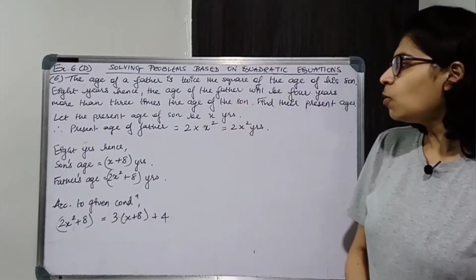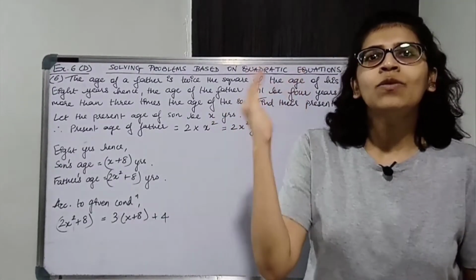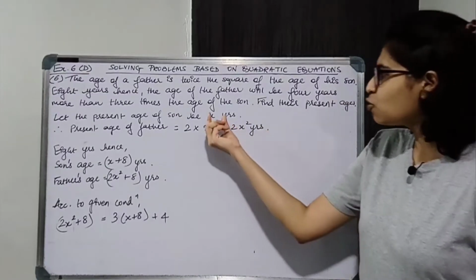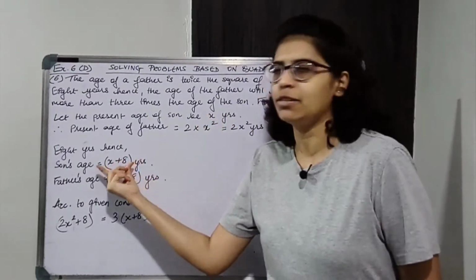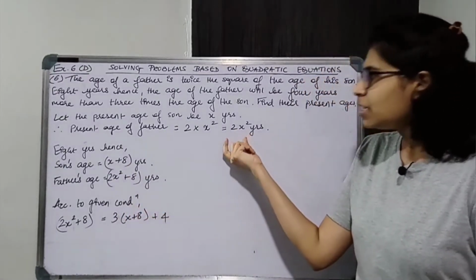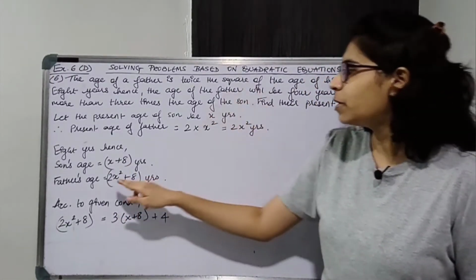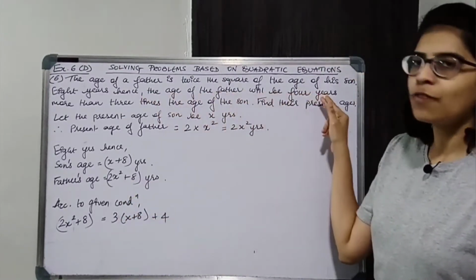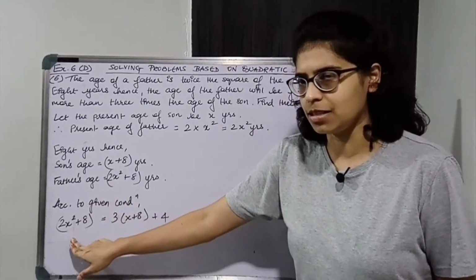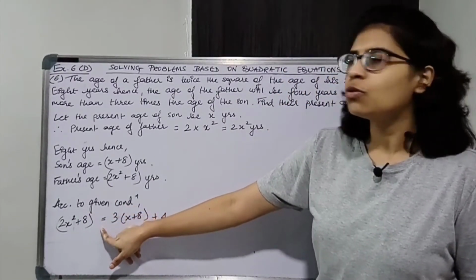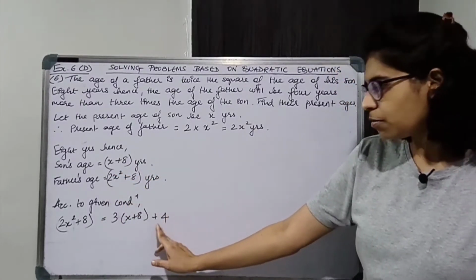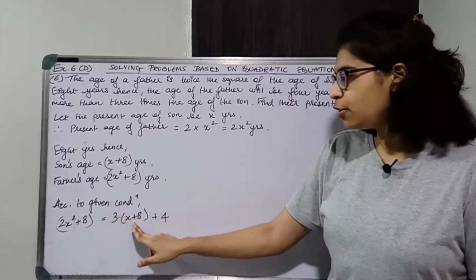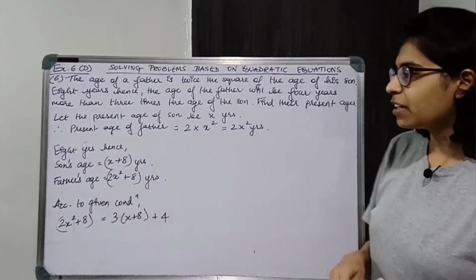Okay, now 8 years later, the ages will increase by 8 years. So you will add 8 to present ages. Present age of son is x, so 8 years later it will become x plus 8. Present age of father is 2x square, so 8 years later it will become 2x square plus 8. Okay, now apply the condition: 8 years hence the age of father is equal to 4 more than 3 times the age of the son. So 3 into age of the son. Okay, now we'll solve this.